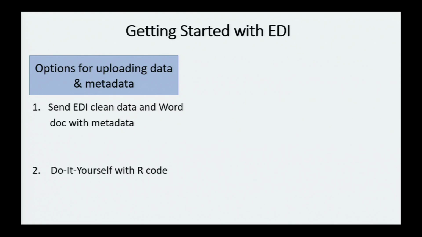Okay, so getting started with EDI, what you want to consider is that there are 2 ways of going about publishing. One is that EDI makes it simple for you. You send them your clean data and that Word doc that we just went through on the metadata. You fill it out, and then you send them these two things, and they do it for you. So it's easy. However, there is also a do-it-yourself option, and so that's with our code.